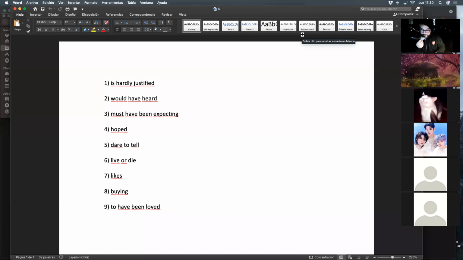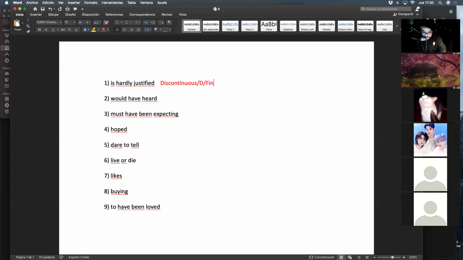Estamos grabando. 17:30, entonces. La primera ya la habíamos hecho: is hardly justified. Let's change colors so we can actually see. Okay, so this was discontinuous. Then it has a passive voice, right? So letter D.